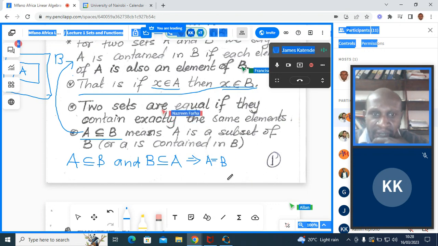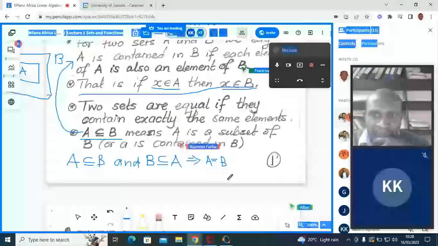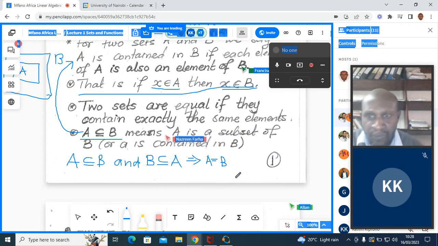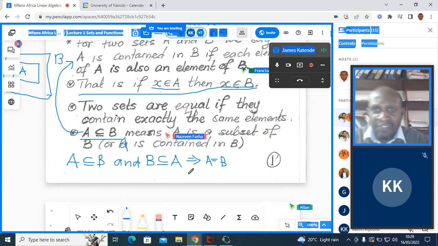I think this one is supposed to be capital A. So if A is a subset of B, it means A is contained in B. We have checked the concept of inclusion and equality of two sets. A set is contained in the other set if all its elements also happen to be in that set. And they're equal if the two sets are contained in each other.